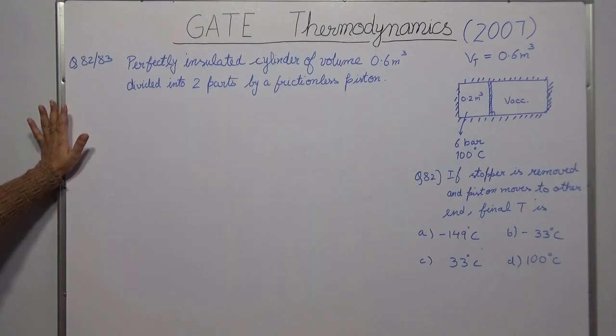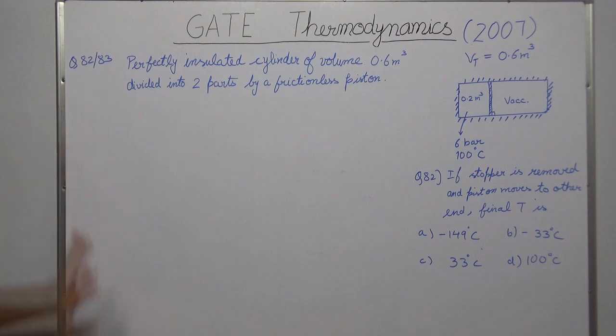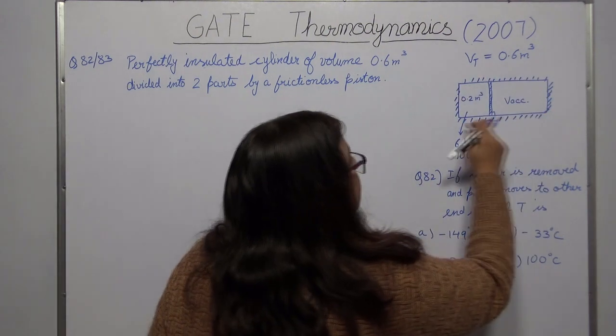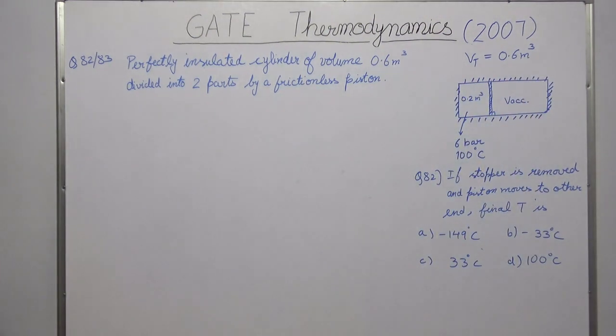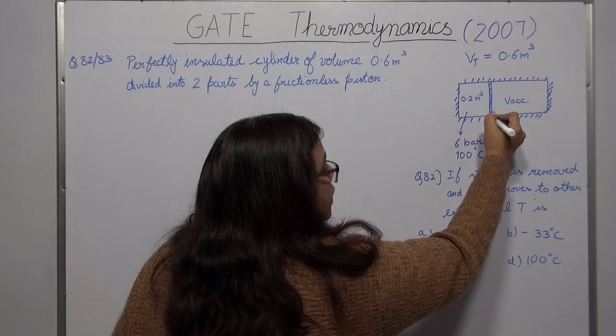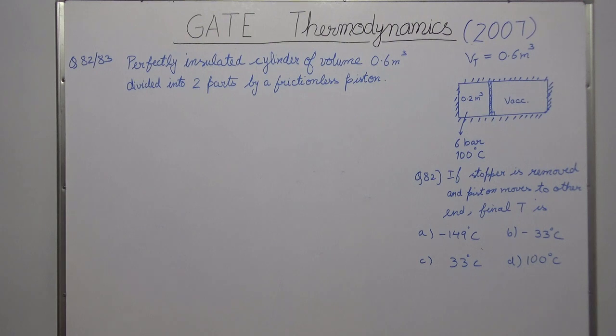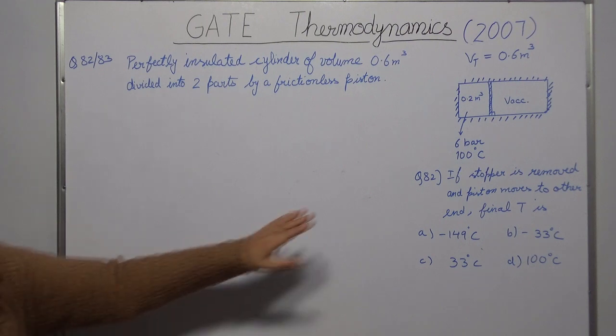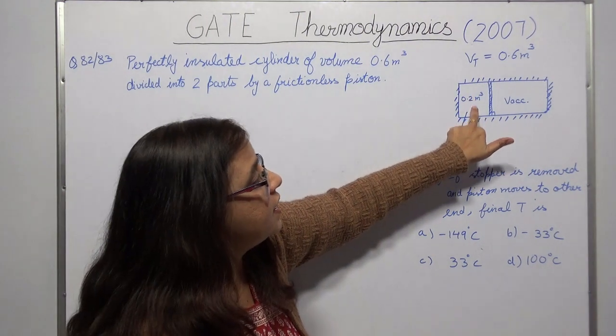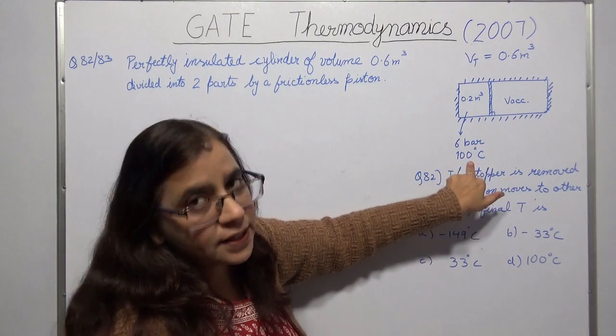So the next two questions which I am going to take were common data questions. This question talks about a perfectly insulated cylinder. The total volume of the cylinder, that is the entire volume, is equal to 0.6 meter cube. Now it is divided into two parts by a frictionless piston, which I have drawn over here, and it is held in place by a stopper. In the smaller compartment of volume 0.2 meter cube, you have an ideal gas, which is at 6 bar and 100 degrees centigrade.